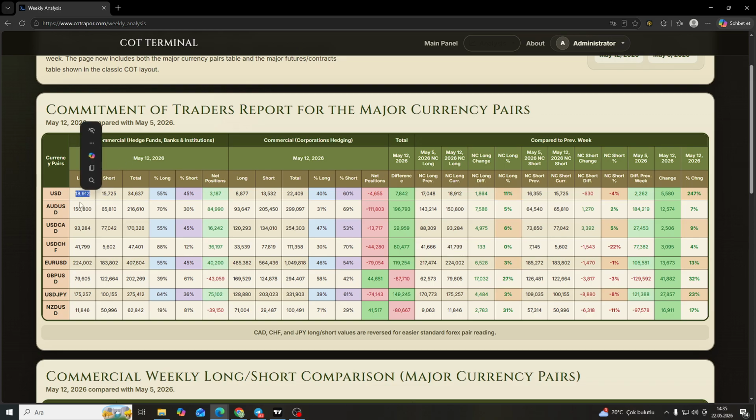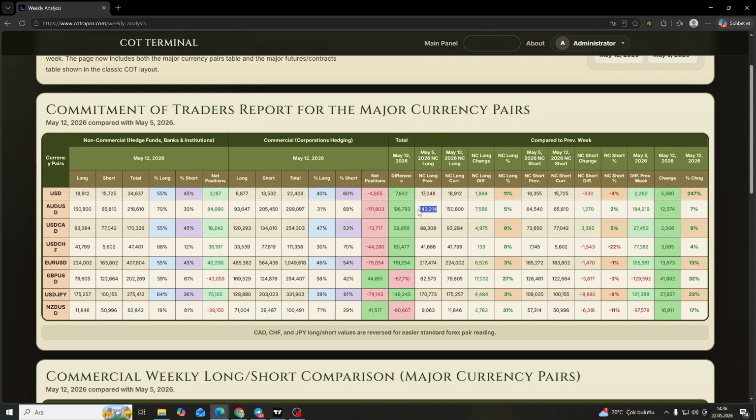In the current week, the non-commercials like hedge funds, banks, and institutions increased their long positions on USD, from 17,000 contracts to 18,900 contracts, so it increased by around 1,900. If you look at the opposite pairs like AUD/USD, EUR/USD, and GBP/USD, we can see they increased longs too.